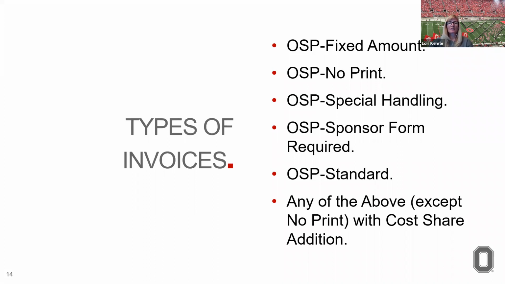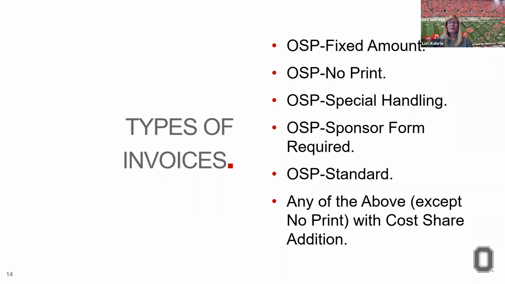OSP special handling is used when additional backup, such as a PI portal screen, or the distribution of the invoice is needed, maybe to a couple of different addresses at the sponsor. OSP required form is used when the sponsor has requested a specific form be used for the invoice, and we do have quite a few of those.